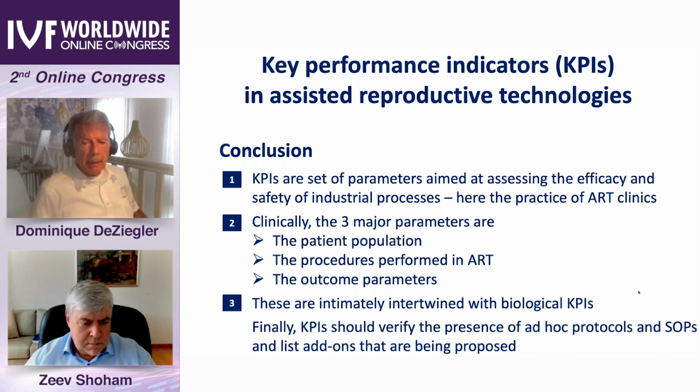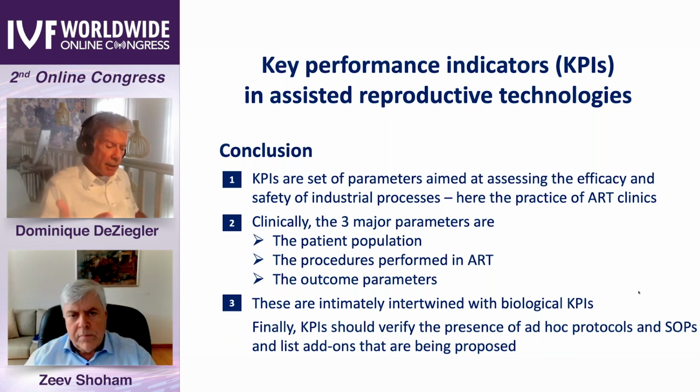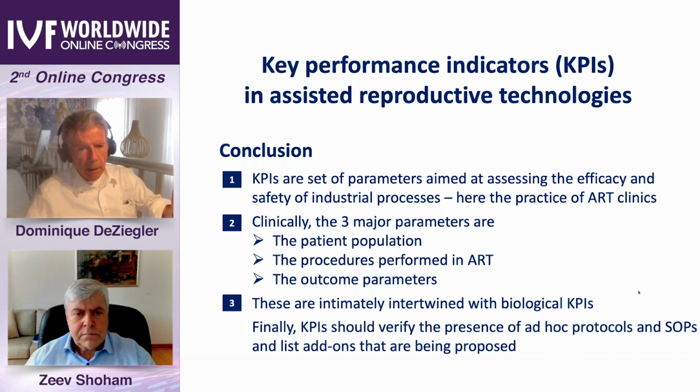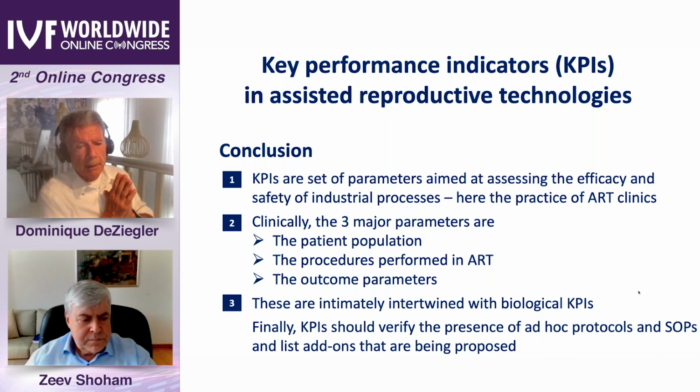These are intimately intertwined with biological KPIs. You do the best transfer, the embryo is of poor quality, it's not going to work. By the same token, the biologists give you the best embryos and you goof during the transfer, it's not going to work either. So in ART, procedures are intertwined between the clinical lab and between the lab and the clinical setup.